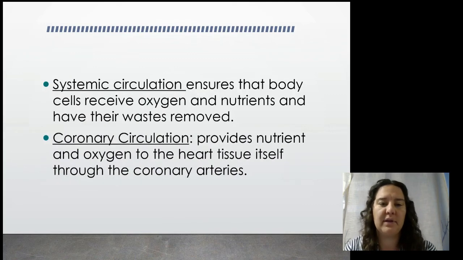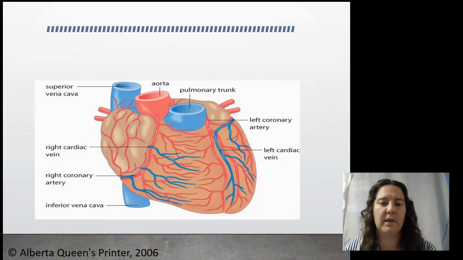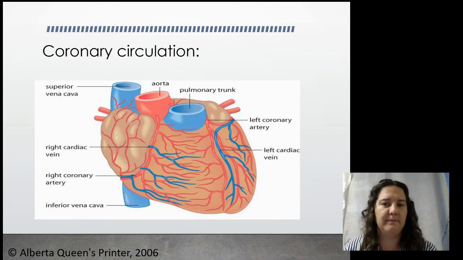Now, that systemic circulation ensures that the body receives oxygen and nutrients, so all of our cells, and then also to have the wastes removed that are produced during cellular metabolism. Coronary circulation provides nutrients and oxygen to the tissue of the heart itself through the coronary arteries. So we can look here at the coronary arteries and veins that are all over the surface of the heart, and this provides nutrients and oxygen to the heart cells and takes away wastes. That's our image of coronary circulation.